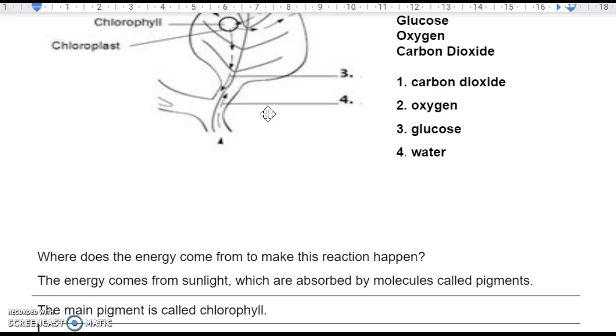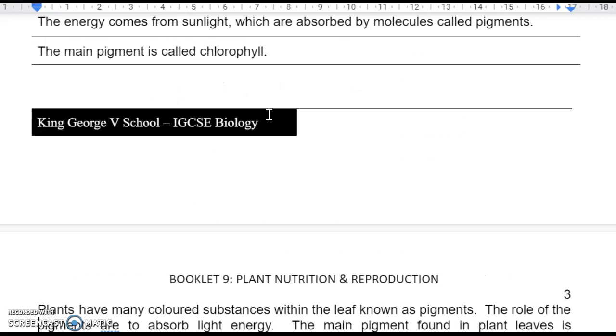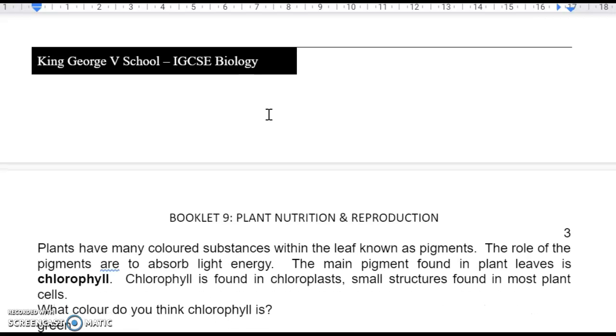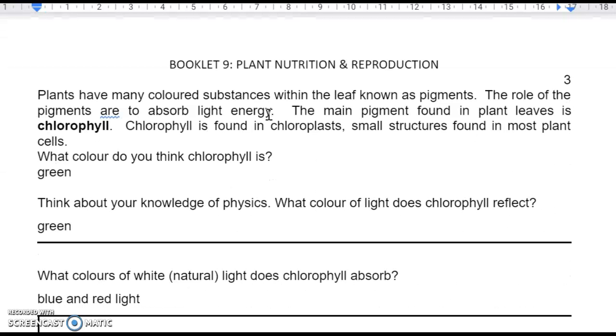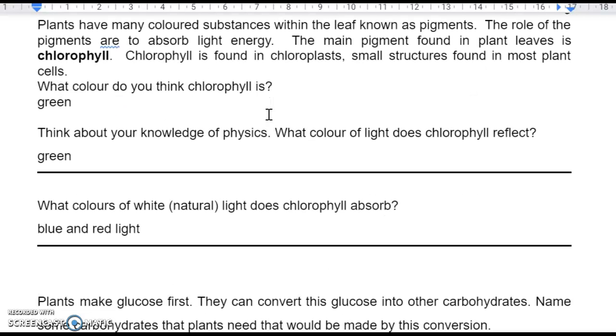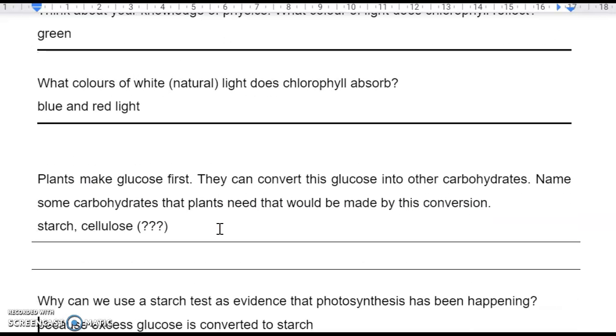It's going to be absorbed by the pigments, and the main pigment is chlorophyll, which is in the chloroplasts. What color do you think chlorophyll is? Chlorophyll is going to be green. Then you think about physics. What color of light does chlorophyll reflect? It reflects green light, doesn't it? That's how we see colors. So the colors it's going to absorb are blue and red light. That's in some of the experiments you've done, the virtual ones.